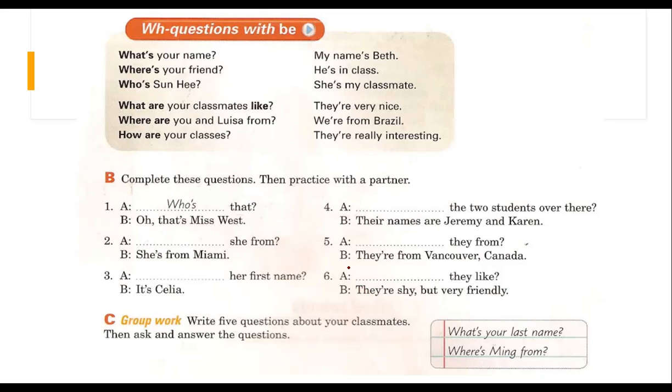Number six. You can say, what are they like? If it has the like, si tiene like al final, es what. Si no tuviera like, está bien decir how. So you say, what are they like? Like you say, ¿cómo es el clima? What's the weather like? ¿Cómo es usted? What are you like? And you're supposed to describe. That's why you say, they are shy, but very friendly. All right?